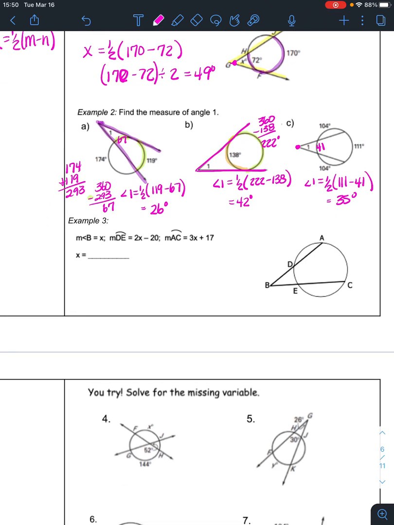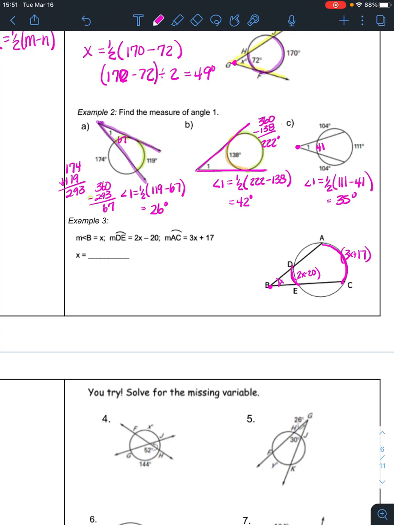Now, example 3, you're going to set up example 3. Don't worry about that. There's x's and algebra involved. The angle here is x. This arc DE is 2x minus 20, and this arc AC is 3x plus 17. I think it's helpful to put things in parentheses because when you substitute into an equation, it's good practice to use parentheses, because there's a mistake that you'll make if you don't do it.